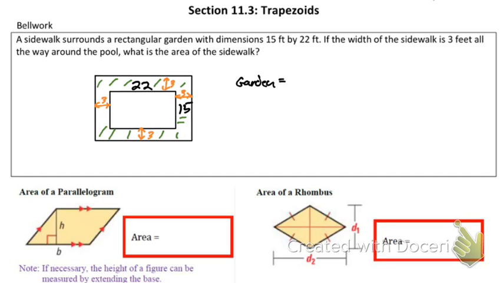The area of the garden is going to be, this is 22 by 15, so it's 22 times 15. And what is that size?